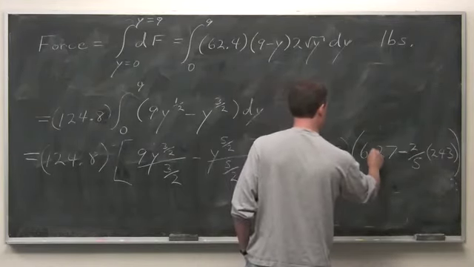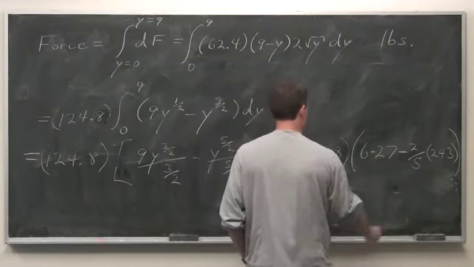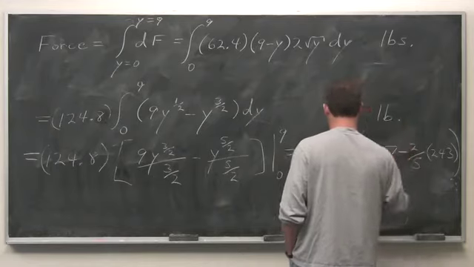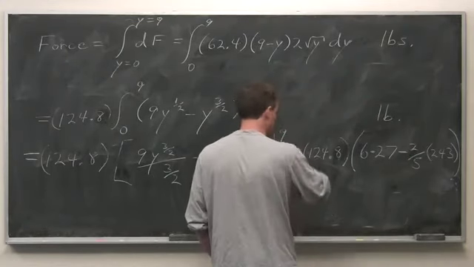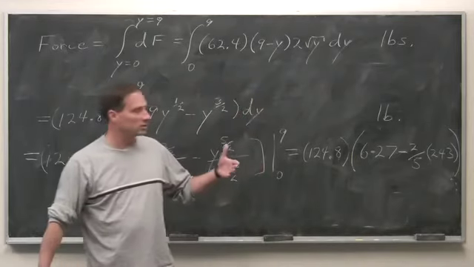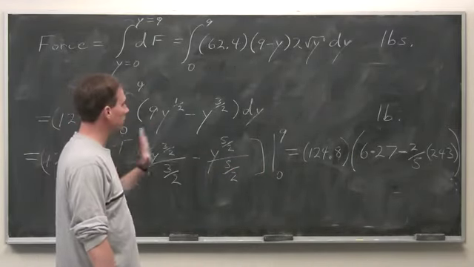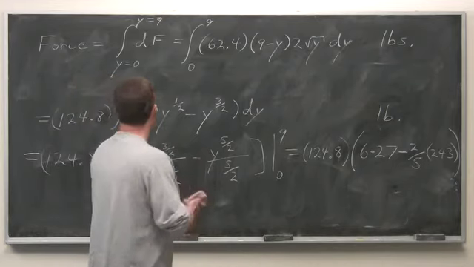This is a dot, not a decimal. So you get whatever you get. This is still in pounds. I'm not particularly interested in the number that you get, although we could work this out. This is how many pounds of force that water is exerting on that end of the pool.